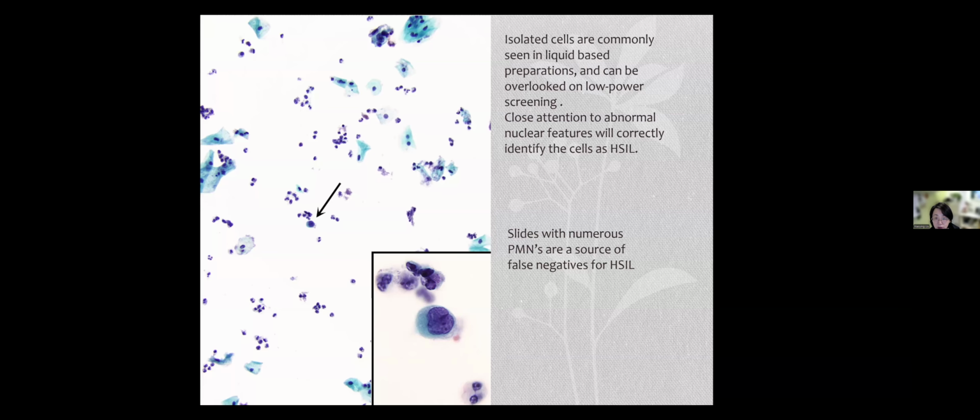Especially in the conventional smear, because they're very cellular, or if there are exuberant inflammatory cells, it can cover and have obscuring artifact. So you have to look closely. So that's the one cell in high power. You can see very irregular nuclear contour, high NC ratio. So sometimes you have to go high power to look for the HSIL cells.